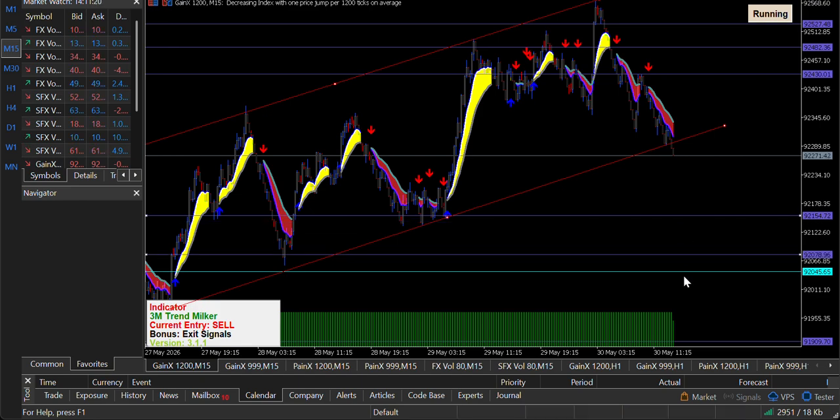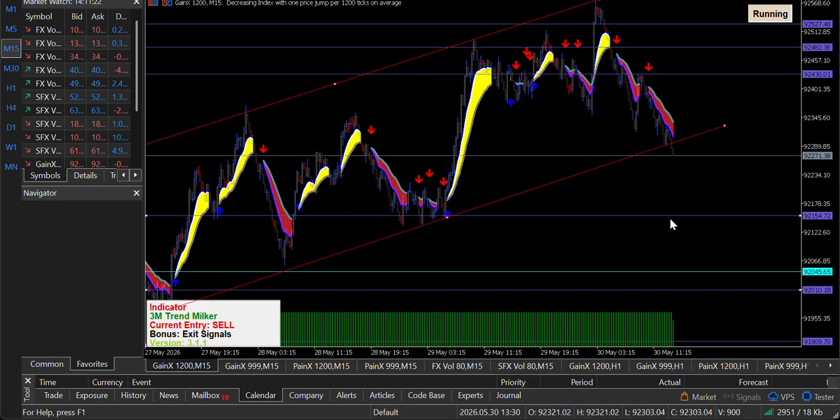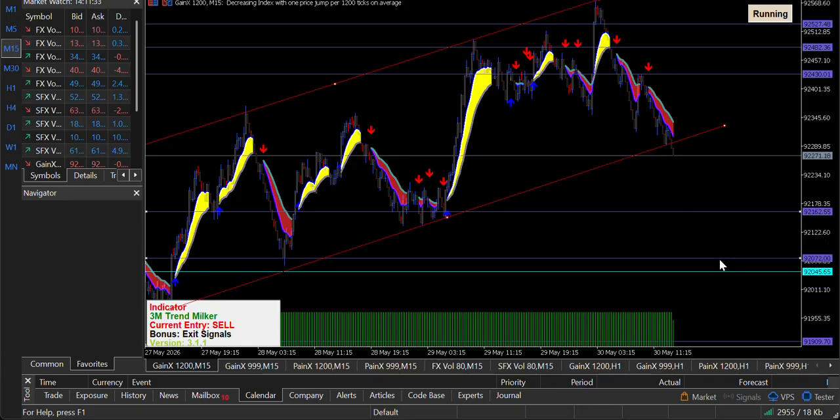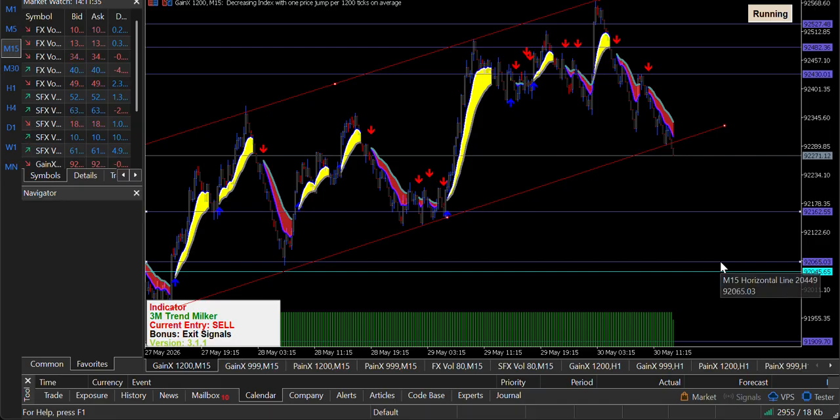Sorry, around here. Here is going to be my first TP. Okay, this point. Can you see? And if it breaks out from here, then I will now target this region again. Okay, so that is it. So that is if it's able to break out fully. However, if it goes back into the channel, then it will continue with the movement up and down within the channel. So it is as simple as that.